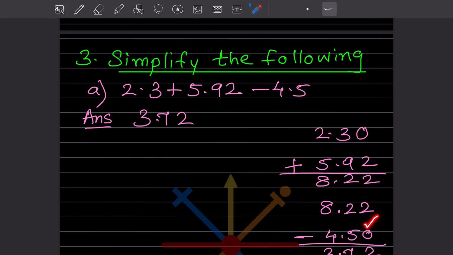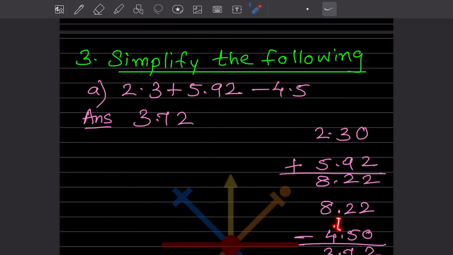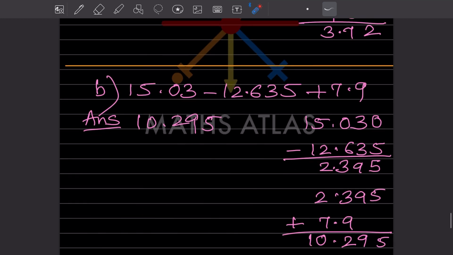You put this extra 0. And see here, this point should be one below the other. That is important. You have to concentrate because some of them might write 8.22 and 4.5 somewhere here, and the answer is going to be wrong. So see that the point should be together, one below the other, and this 0 is for your convenience. So now you will subtract it, the other things are the same. So this is 3.72.